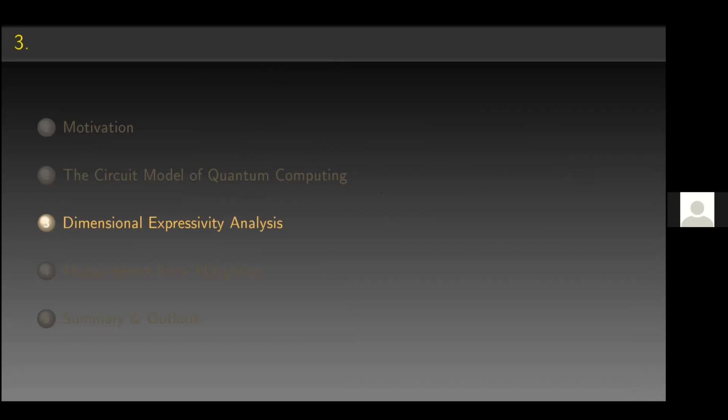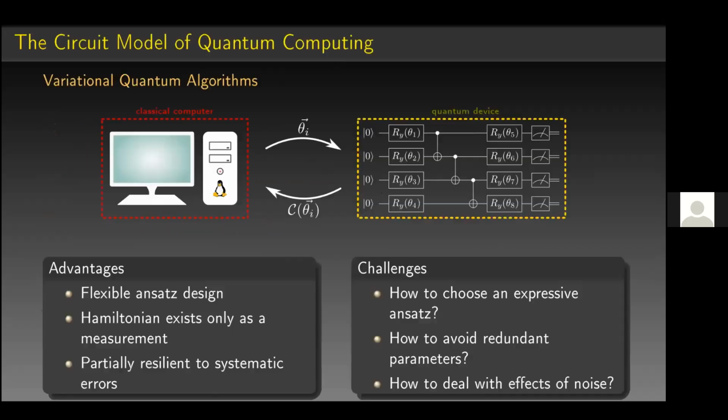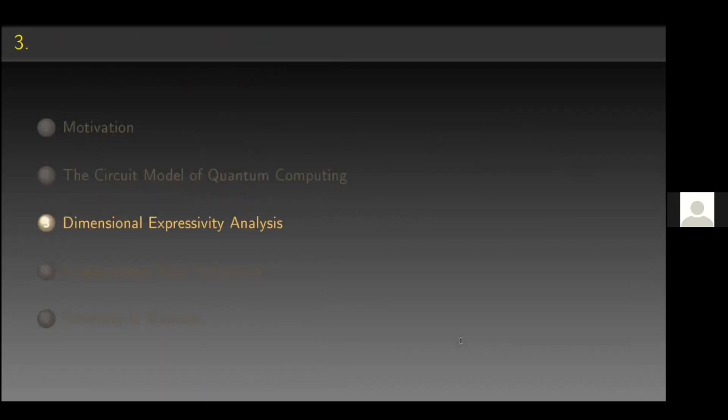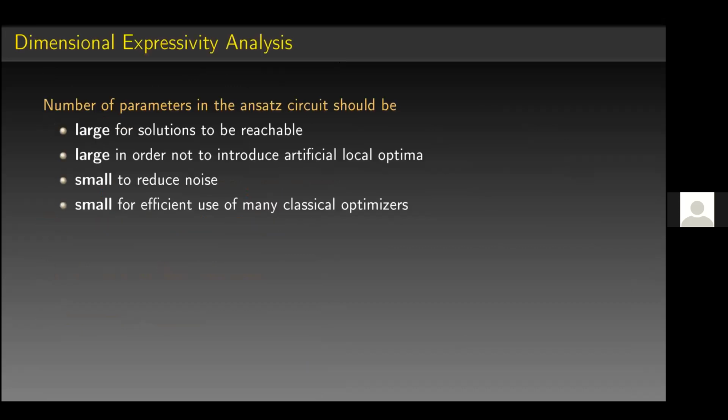Okay, so the first thing I want to talk about is dimensional expressivity analysis. Dimensional expressivity analysis is essentially tailored towards answering the first two of these questions: how to choose an expressive ansatz and how to avoid redundant parameters. So how should you actually choose such an ansatz?